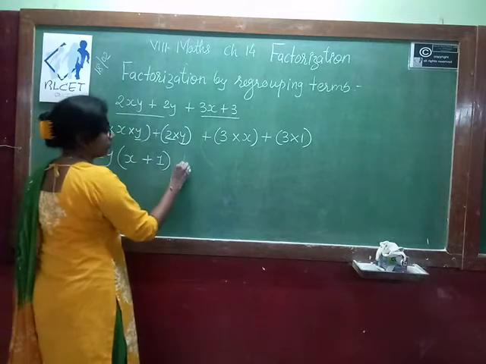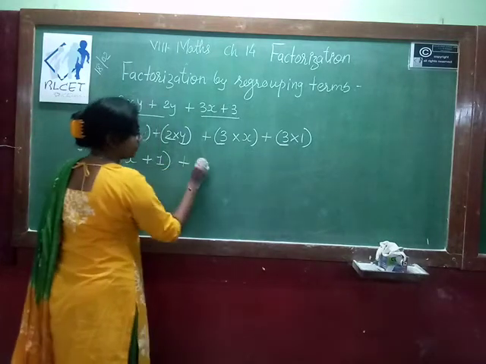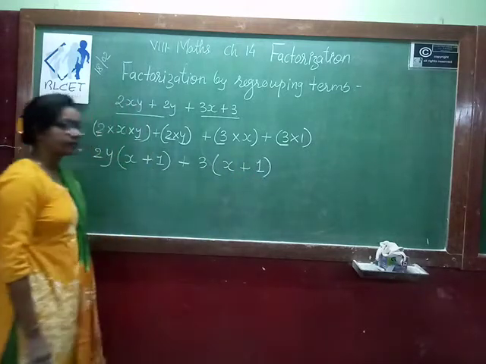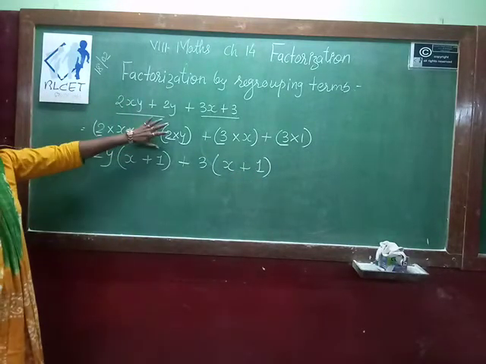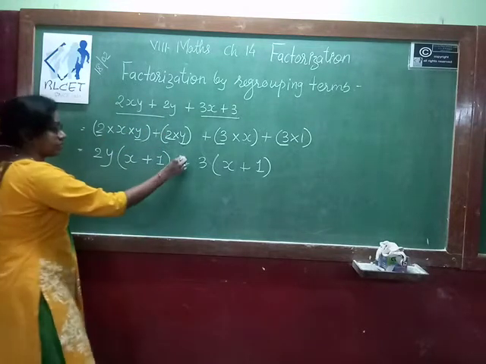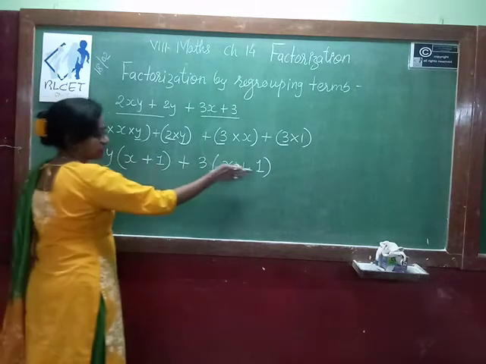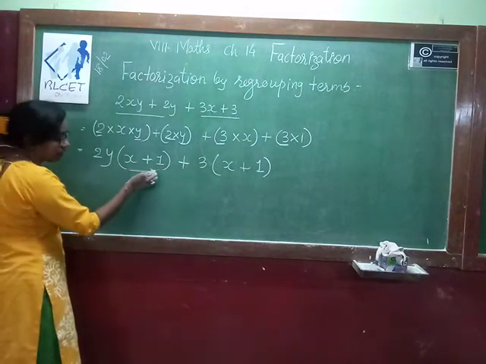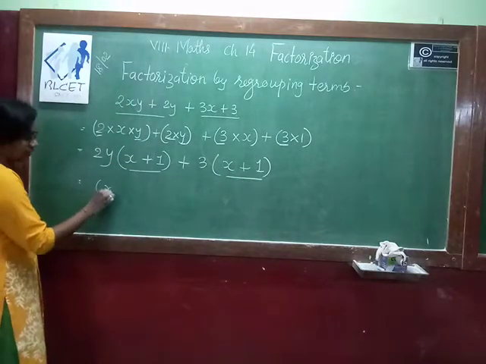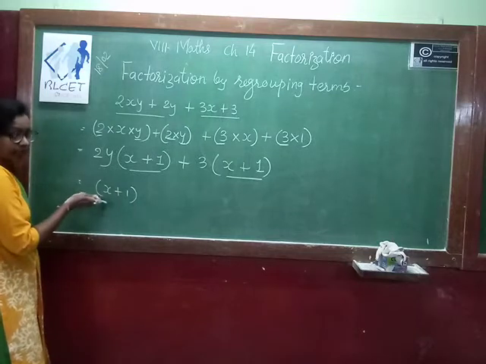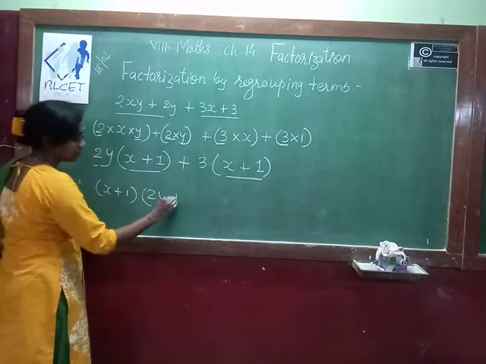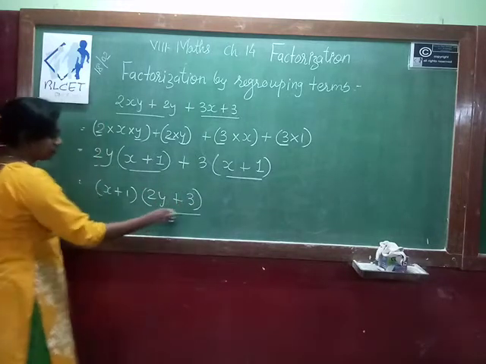Now for the second group, what is common? 3. What is left? x plus 1. Okay. After making two groups, now we are getting this. Now see, this is your first part, this is your second part. In that, what is common now? x plus 1, x plus 1. So we have to take that out as a common in one bracket. Now what is left? 2y plus 3. So this is your answer.